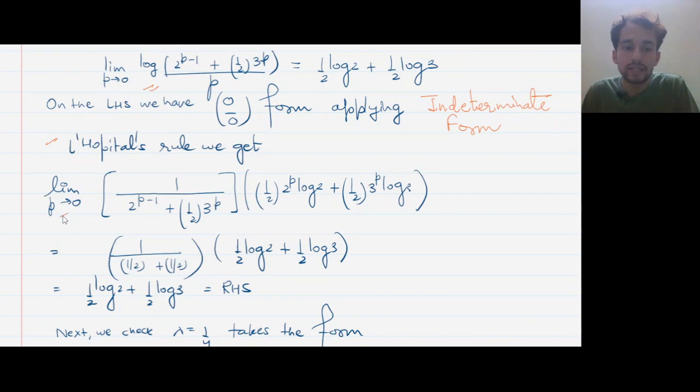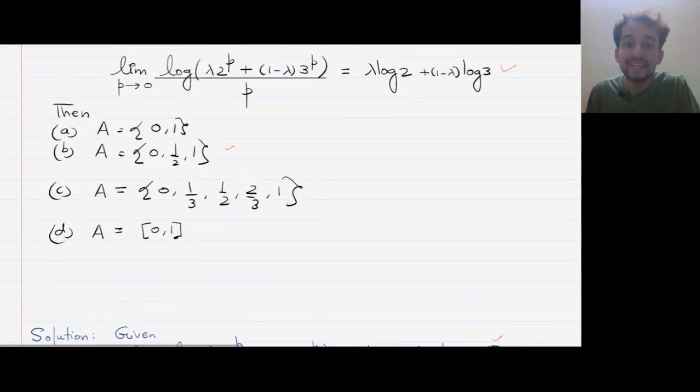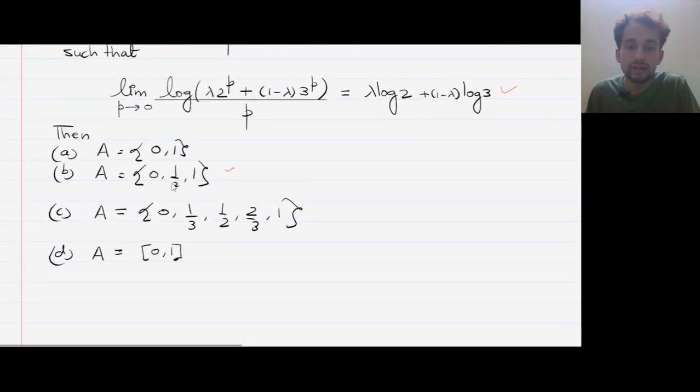Now in this you can simply substitute the limits. When you replace the limit, this will become 1 and this will become this expression. And this coincides with the right hand side, which we have already calculated above. So in this case, lambda equals 1/2 satisfies this equation because the left hand side equals the right hand side. So lambda equals 1/2 is a candidate. Since lambda equals 1/2 is a possibility, option A can be discarded now, because 1/2 does not belong to A.